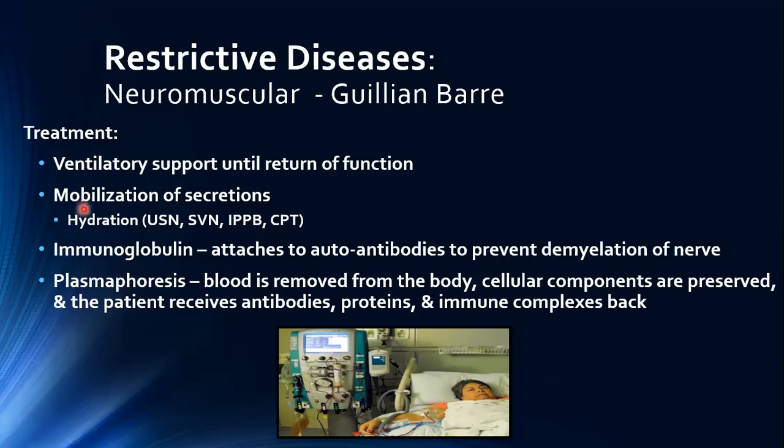So we treat it with the vent. We mobilize the secretions. We can give them immunoglobulin, and we can do plasmapheresis for Guillain-Barre.